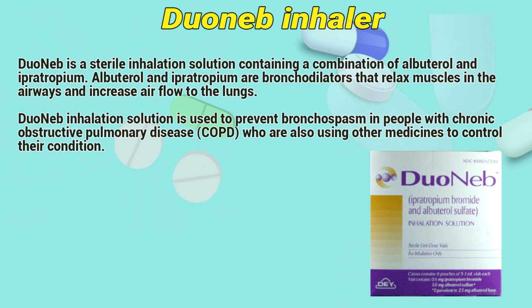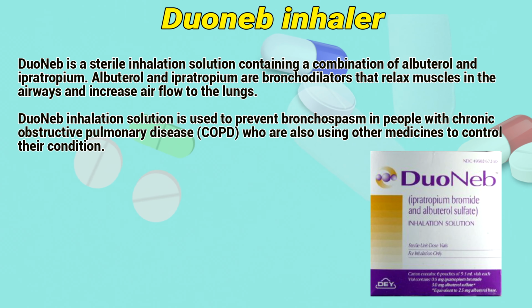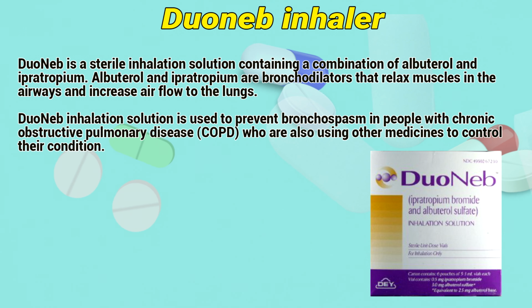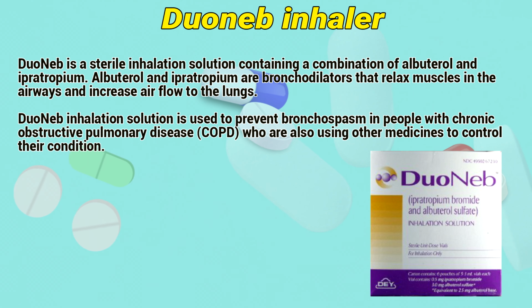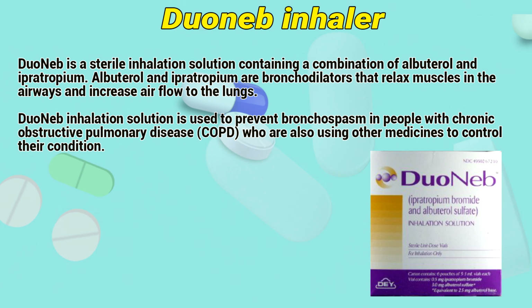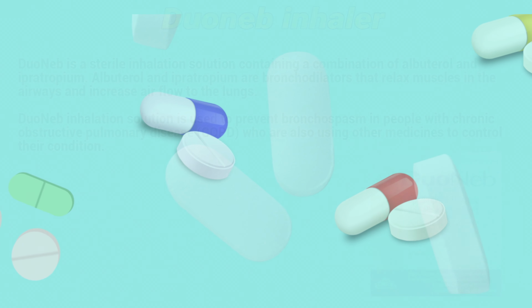Duoneb is a sterile inhalation solution containing a combination of albuterol and ipratropium. Albuterol and ipratropium are bronchodilators that relax the muscles in the airways and increase airflow into the lungs. Duoneb inhalation solution is used to prevent bronchospasm in people with chronic obstructive pulmonary disease who are also using other medicines to control their condition.